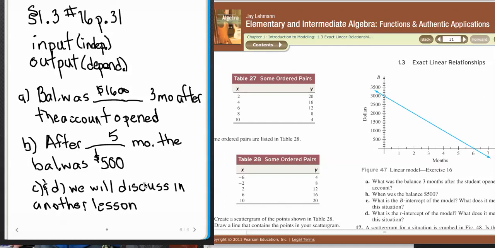Now this problem has parts C and D, and we're going to discuss those in a later lesson in this section. So that's making predictions and estimating based upon a linear model.